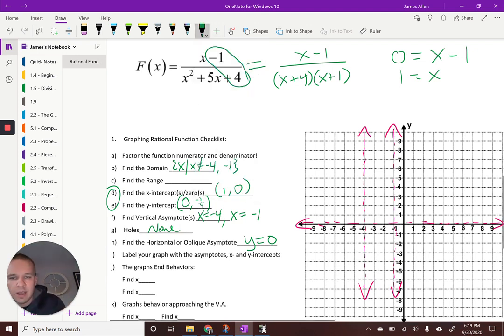I've got my y-intercept of 0, -1/4. So that's right here. I've got an x-intercept of 1, 0. That's interesting. An x-intercept, excuse me. Yeah, 1, 0. Cool. Which is right there. Very interesting. It's on the asymptote.